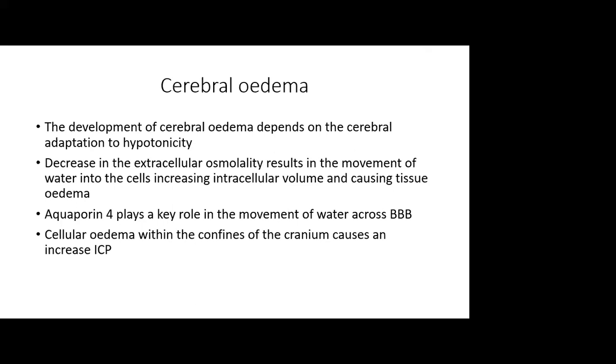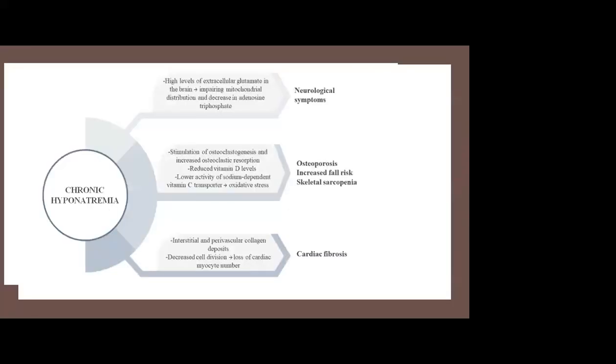So the development of cerebral edema depends on the cerebral adaptation to hypotonicity. A decrease in extracellular osmolarity results in the movement of water into the cell, increasing intracellular volume and causing tissue edema. Aquaporin 4 plays a key role in the movement of water across the blood-brain barrier, and cellular edema within this confined cranium would cause an increase in intracranial pressure. So this would be the effects of chronic hyponatremia.